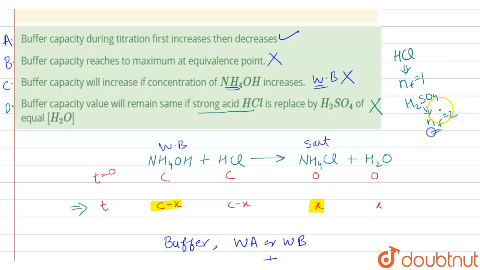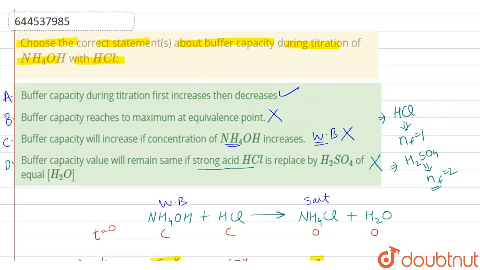So both will be different. Both will give different equivalent mass. That's why they will give different buffer capacity, because buffer capacity depends upon the equivalent mass, not molar mass. So statement D is also incorrect. So for this question, we can say that option A is the correct answer. So A is the correct answer.